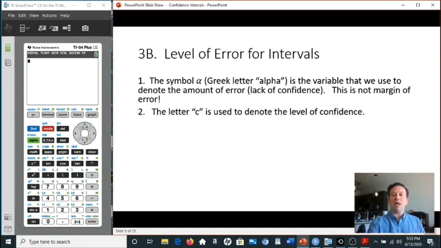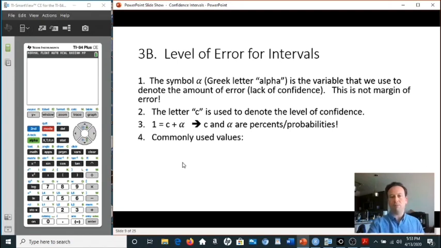Now, sometimes the letter C is used to denote the level of confidence. That makes sense. And also note again, remember, confidence and lack of confidence are complements. So when you add the 2 together, you're going to get 1 or 100%. That means that C and alpha are percentages, and therefore they're also probabilities. So the probability of confidence is C. The probability of error is alpha.